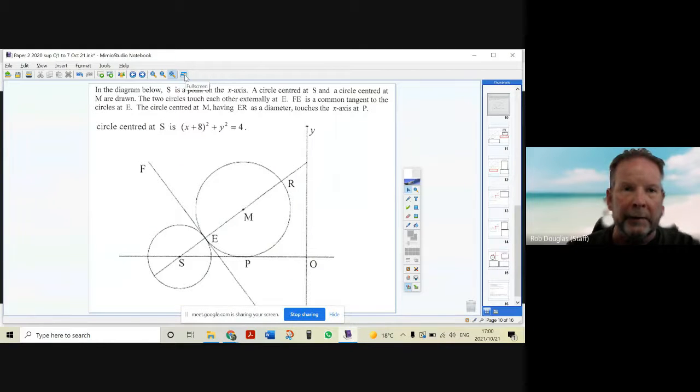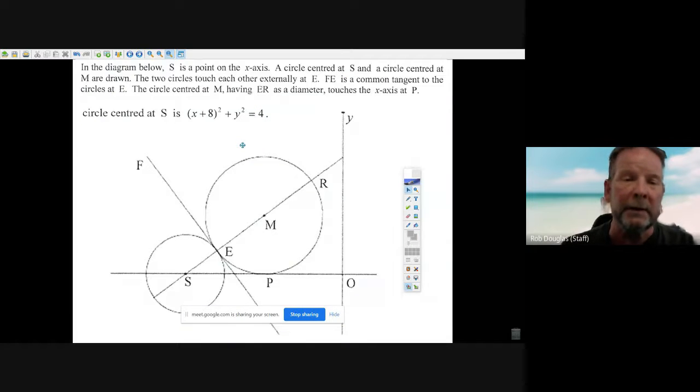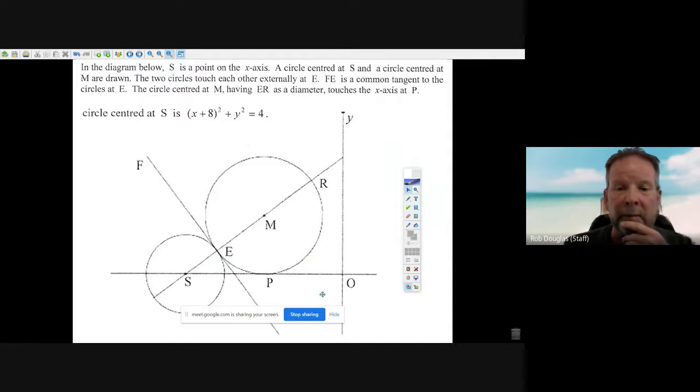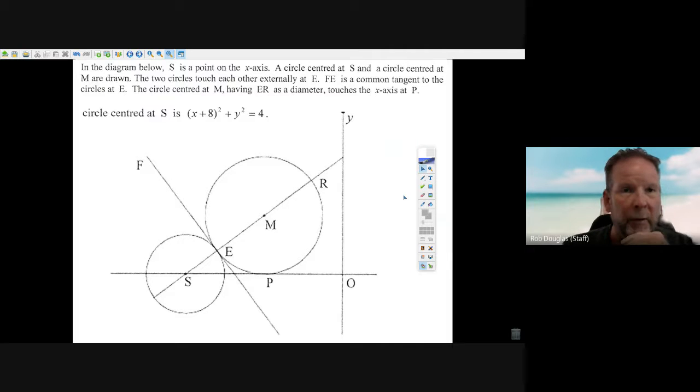Okay, we're going to look at the next question. I think it's question 4 of the 2020 supplementary exam. It's an analytical geometry question with circles in it. Let's just get a little bit familiar with the question.